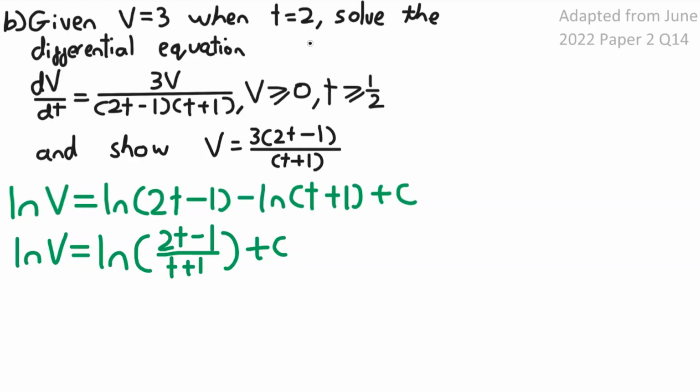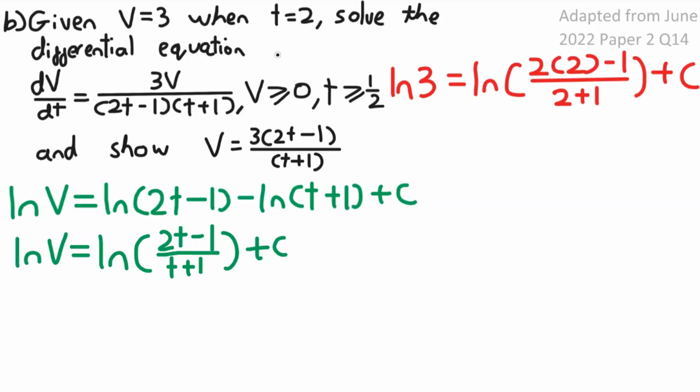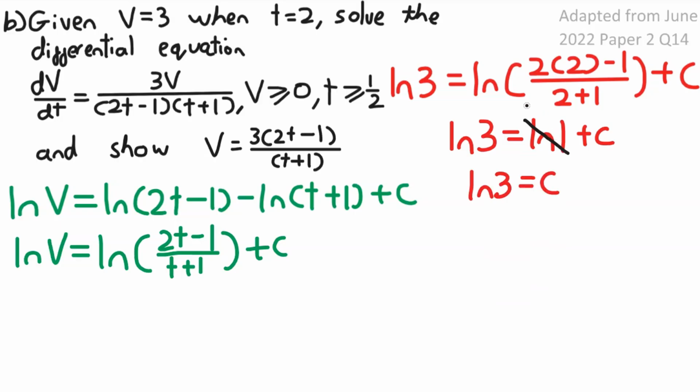And then we can find the value of plus c here by using the fact that v is equal to 3 when t is equal to 2, so we can sub these values in like this up here. And inside this bracket here, we've got 2 times 2 minus 1, which is 3, and then 2 plus 1, which is 3. So this is going to be 3 divided by 3, which is 1. So this is the natural log of 1, and the natural log of 1 is 0. So this is going to cancel out and leave us with the natural log of 3 is equal to c. So therefore, we found the value of c.